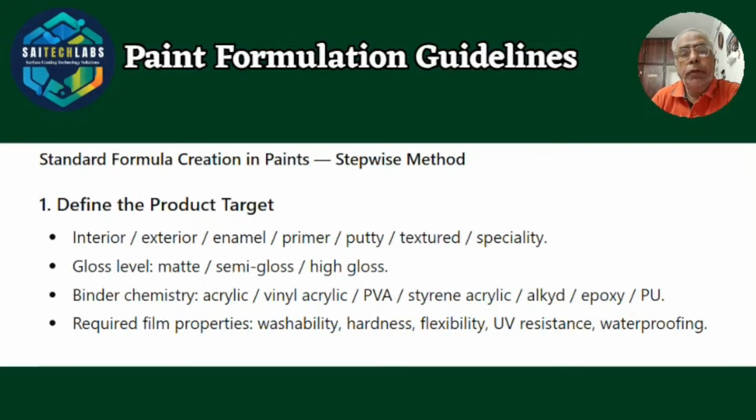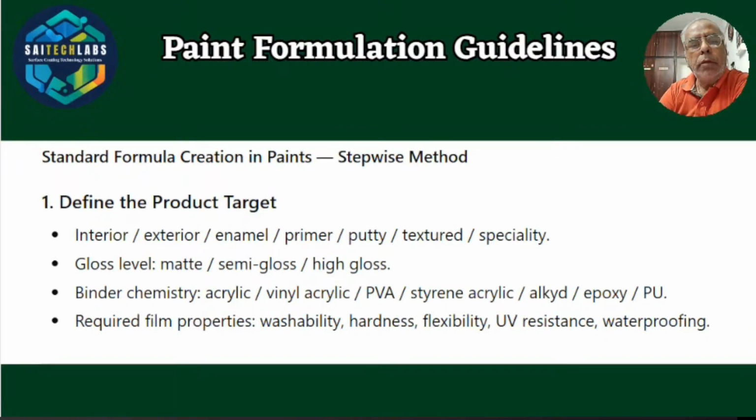Let us take up the first step of these paint formulation guidelines. First of all, we have to define the product target. For instance, what kind of finish you are looking for, whether it is interior or exterior, or enamel or primer, or putty or textured finish or any other specialty coating. Then you have to check the gloss level, whether it is matte or semi-glossy or high glossy.